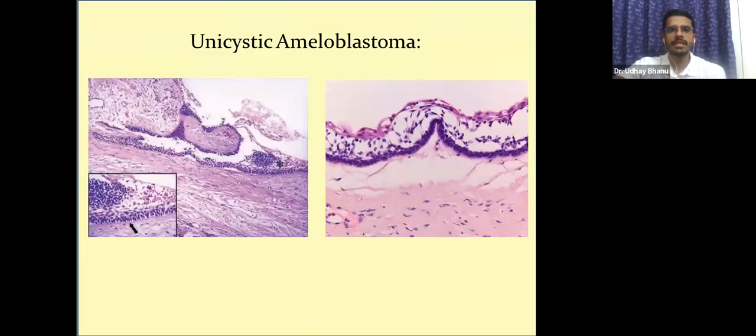Next you have the unicystic ameloblastoma. Unicystic ameloblastoma is a histological subtype of the ameloblastoma itself. It is considered to be less aggressive and less predisposed to recurrence than other aggressive solid tumors. But the catch in unicystic ameloblastoma is that it needs to be excised completely. There is a risk of leaving behind nests of neoplastic cells, which in turn can cause a recurrence and give rise to a new lesion.